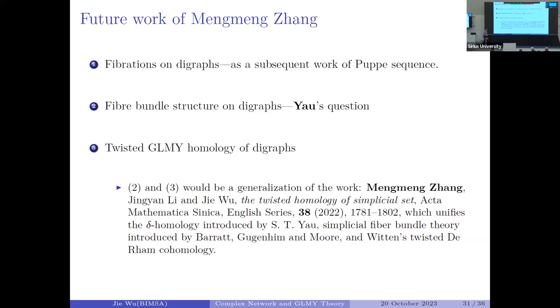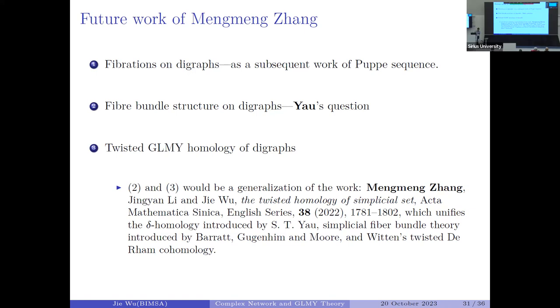And then if you look further at the fiber bundle structures, what's going on for fiber bundles on digraphs? That question is proposed by Yao. And we really want to see what the geometry is there, right? So what geometry and topology are on this side. And well, we can make a twisted one.